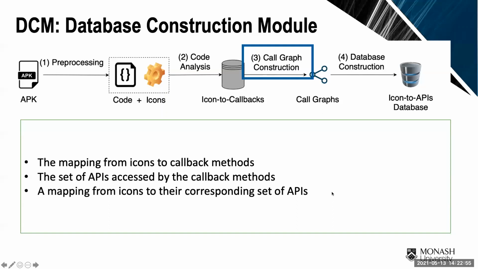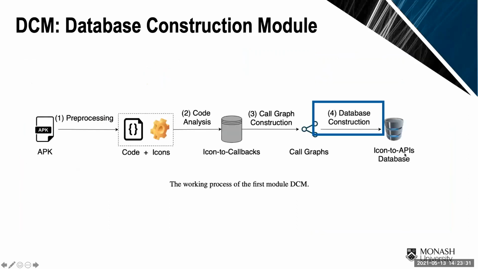As shown by our motivating example, it is not straightforward to achieve this. A given callback method may access a set of other methods, and each can invoke a set of APIs. We resort to static code analysis to construct call graphs to ease the extraction of APIs. For each callback method that we consider as an entry point, we construct a call graph for it with nodes and edges. And the last step of the DCM module, database construction, is to build an icon to API database.